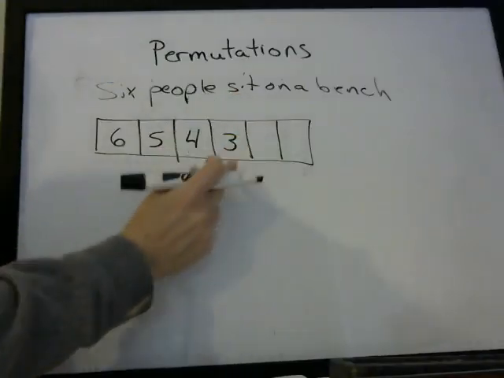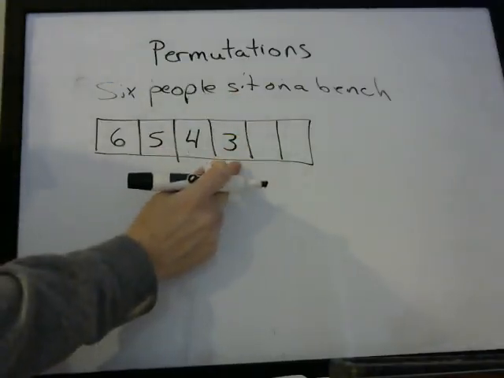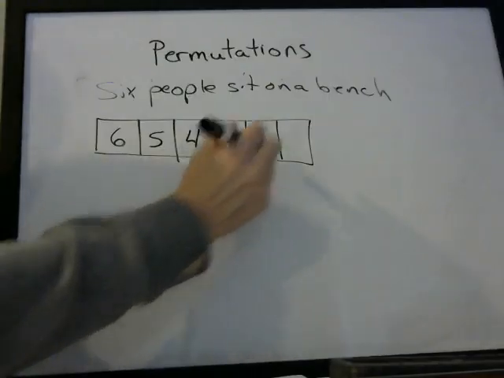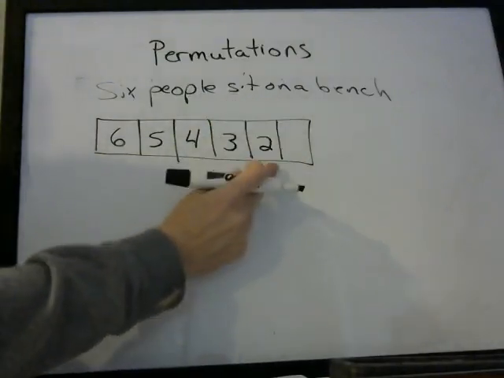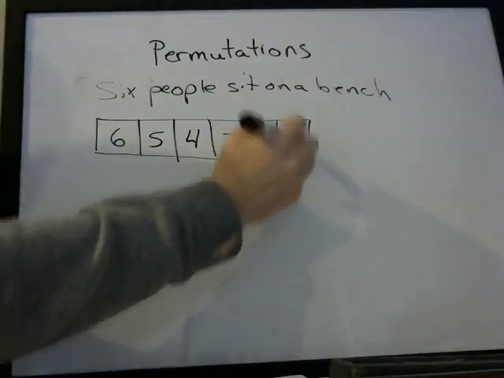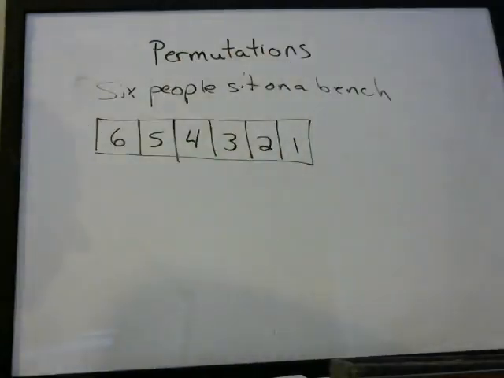Once these 3 people have sat down, there's only 3 people left standing. Any one of them, so any one of the 3 can sit down. So there's 3 possibilities of someone sitting in that spot. Now there's only 2 people left. So there's 2 possibilities of someone sitting in that spot. And then there's only 1 person left standing, and he or she has to sit in the last spot.